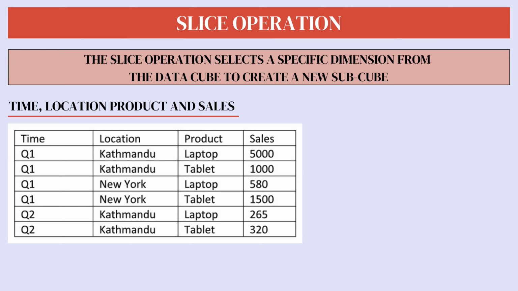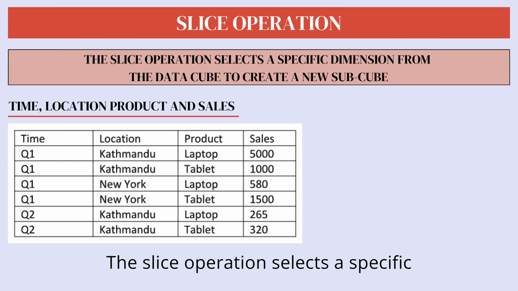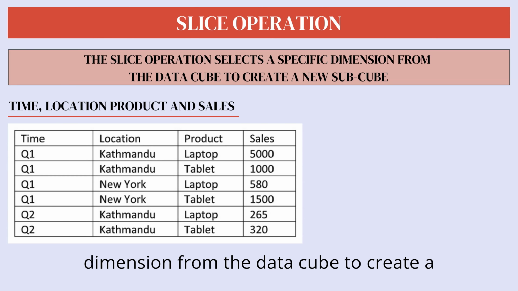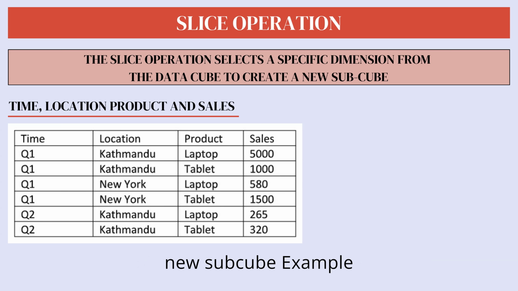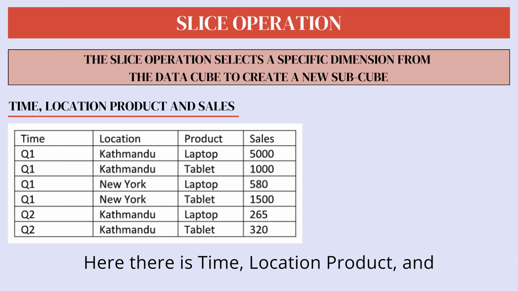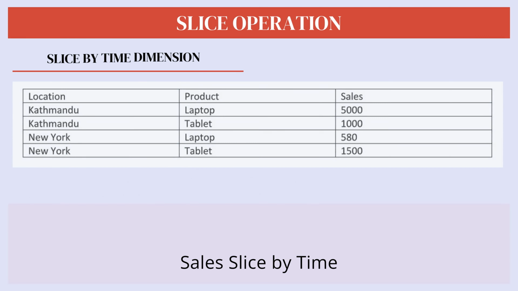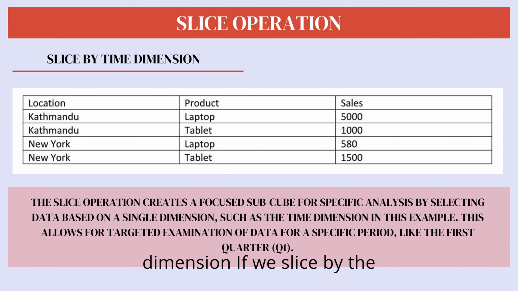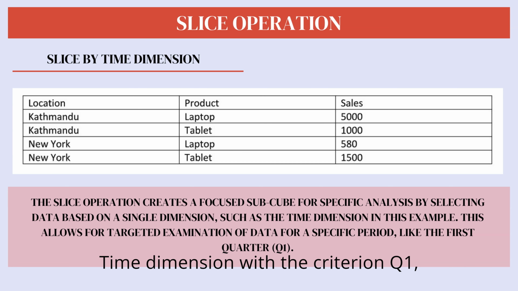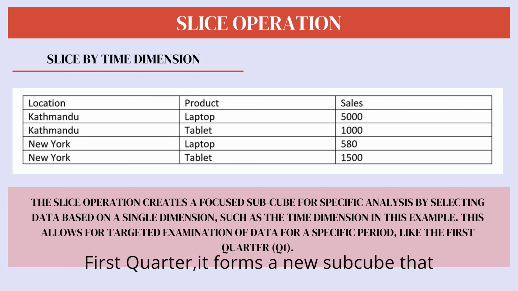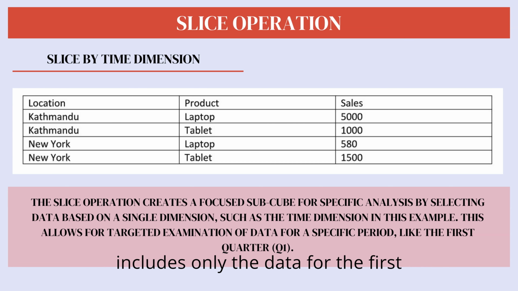Slice operation. The slice operation selects a specific dimension from the data cube to create a new subcube. Example. Here there is time, location, product, and sales. Slice by time dimension. If we slice by the time dimension with the criterion Q1, first quarter, it forms a new subcube that includes only the data for the first quarter.